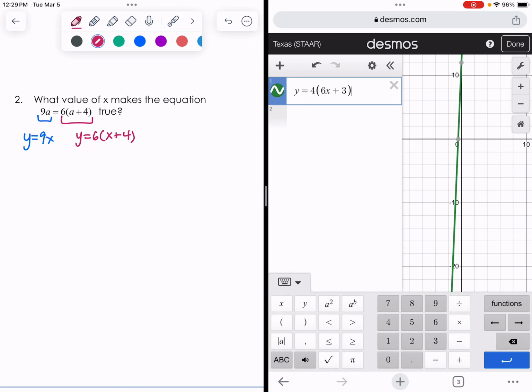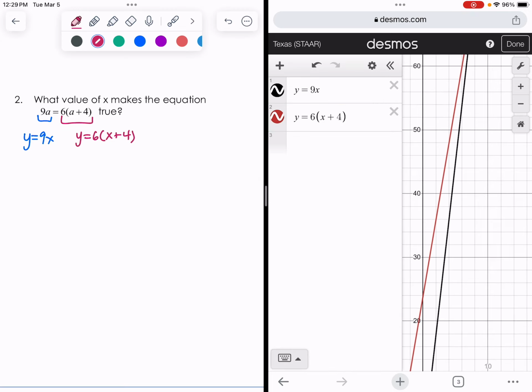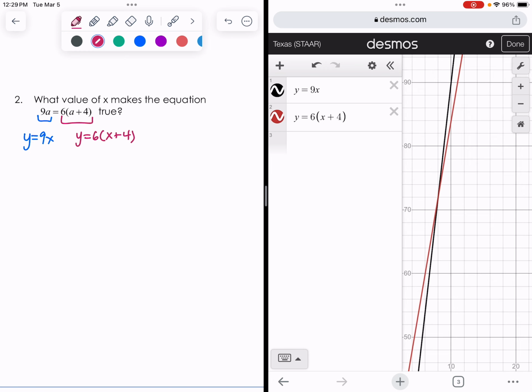Okay, and so y equals 9x, and then y equals 6x plus 4. Usually it won't graph it if you don't do the y equals, so that's why we're typing that. Find the intersection. In this case, x equals 8 is our solution. You don't care about the 72.